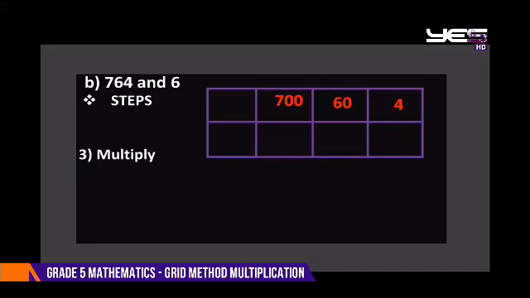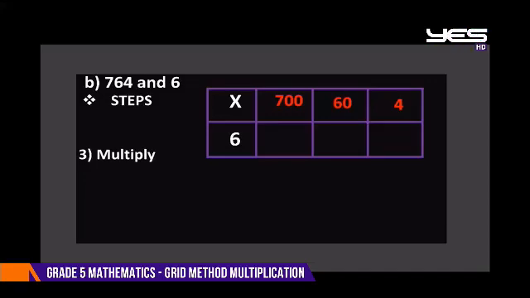Then the next step is to multiply. So we will write our multiplicand down here. So now we have to multiply 700, 60 and 4 separately with 6. So first let's multiply 700 with 6. So what you can do is you can multiply 6 and 7. When you get the answer, you can add the corresponding zeros later.